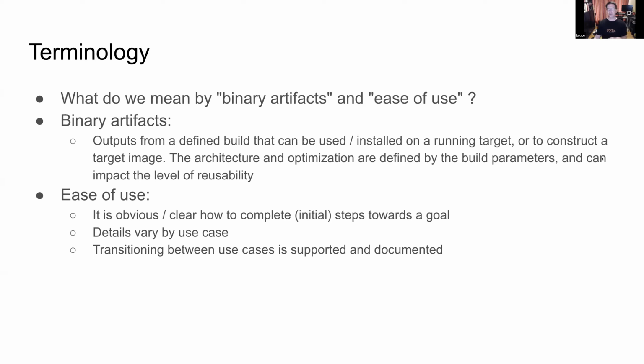So this is any of the outputs from a build that can be used or installed on target, or that you use to construct your image. The architecture and the optimization level are of course defined by the build parameters, and that impacts the level of reusability. And you'll see why that is something in one of the early phases of this effort, in particular for some of the ARM platforms, where it's more relevant.